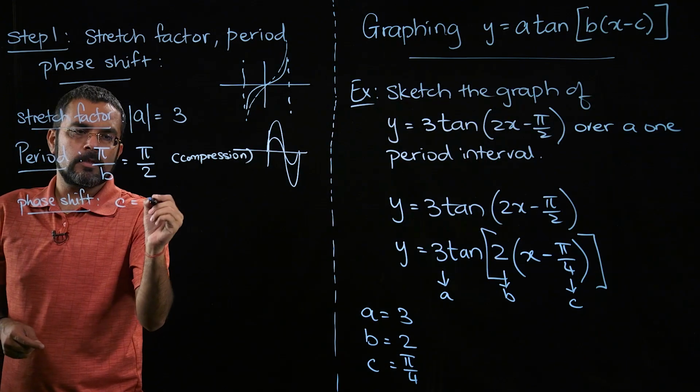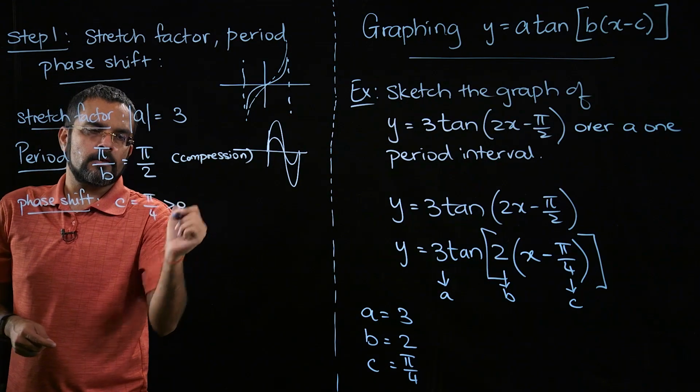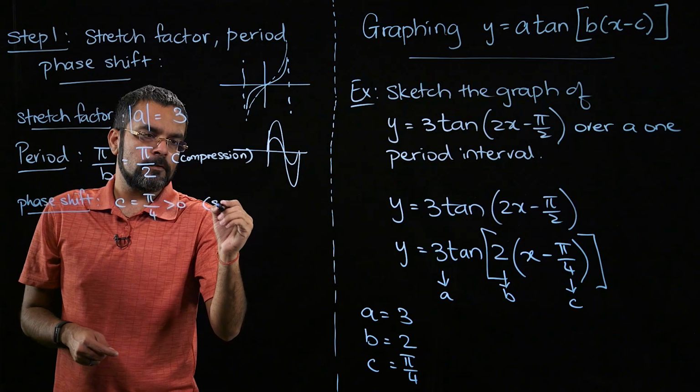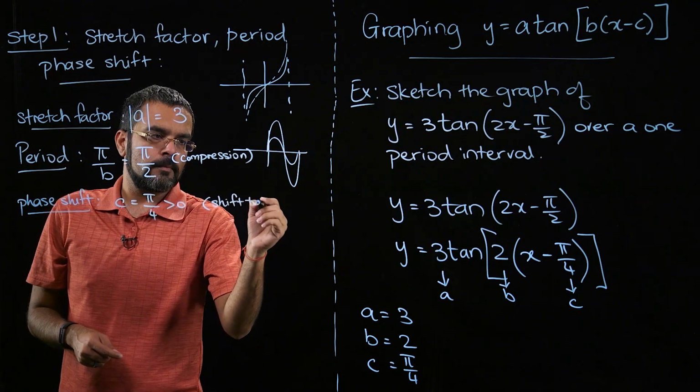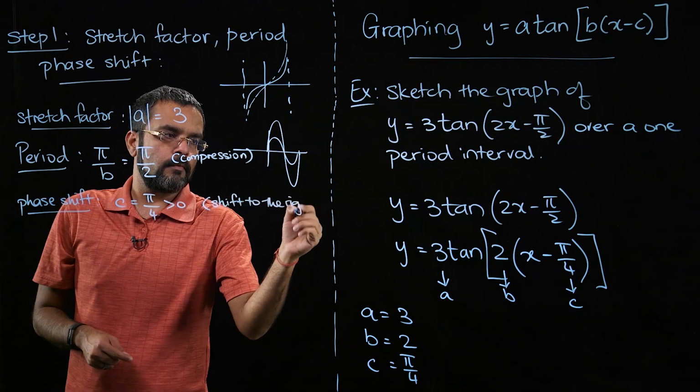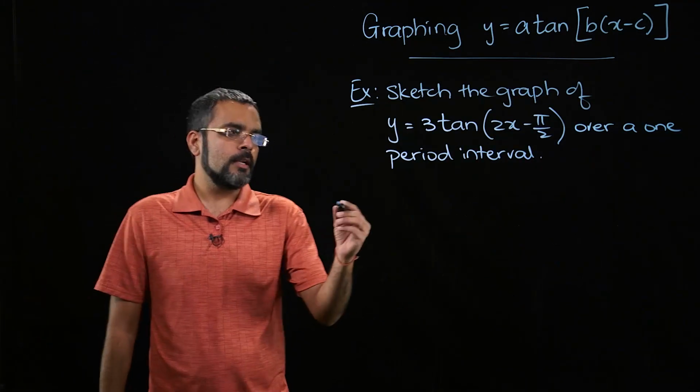And that's given by c, which is pi over 4. And since that's greater than 0, this is going to be a shift to the right. Okay, so then comes step 2.